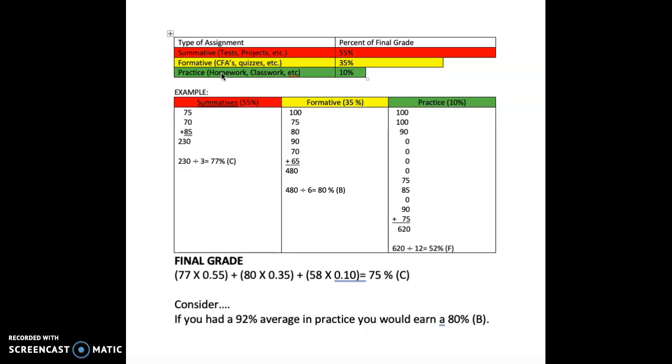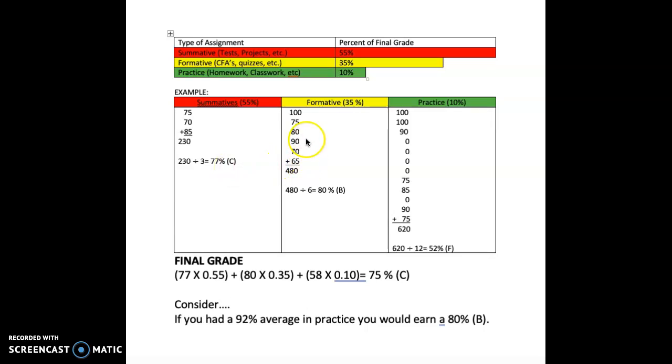Now we're going to take a look at the example using some sample student grades. In the summatives column, you can see that there are only 3 items that were graded. This student earned a 75, a 70, and an 85. You can consider these to be end of unit tests. So in this quarter and in this example, there were 3. This student, if I average those 3 scores, earned a 77% or a C in their summatives.